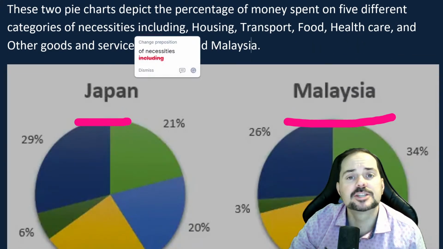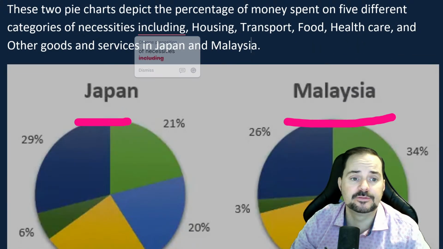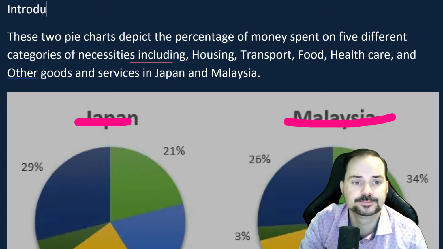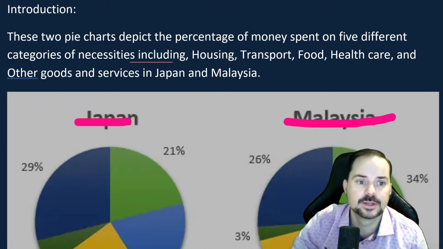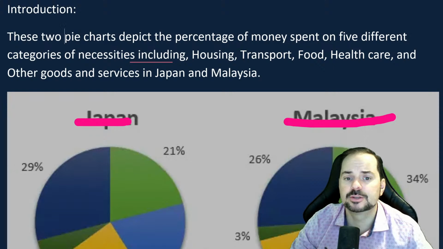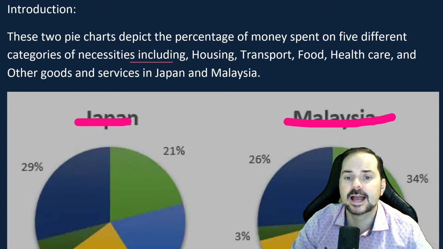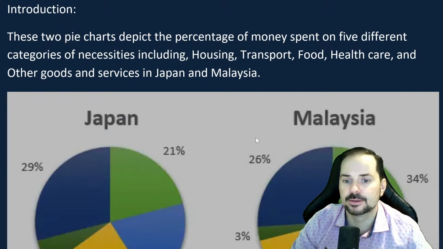So now I spend that 30 seconds to review my introductory paragraph. Okay, you don't need to write this. This is just for your information. This is the introduction. So these two pie charts depict the percentage of money spent on 5 different categories of necessities, including housing, transport, food, healthcare, and other goods and services in Japan and Malaysia.